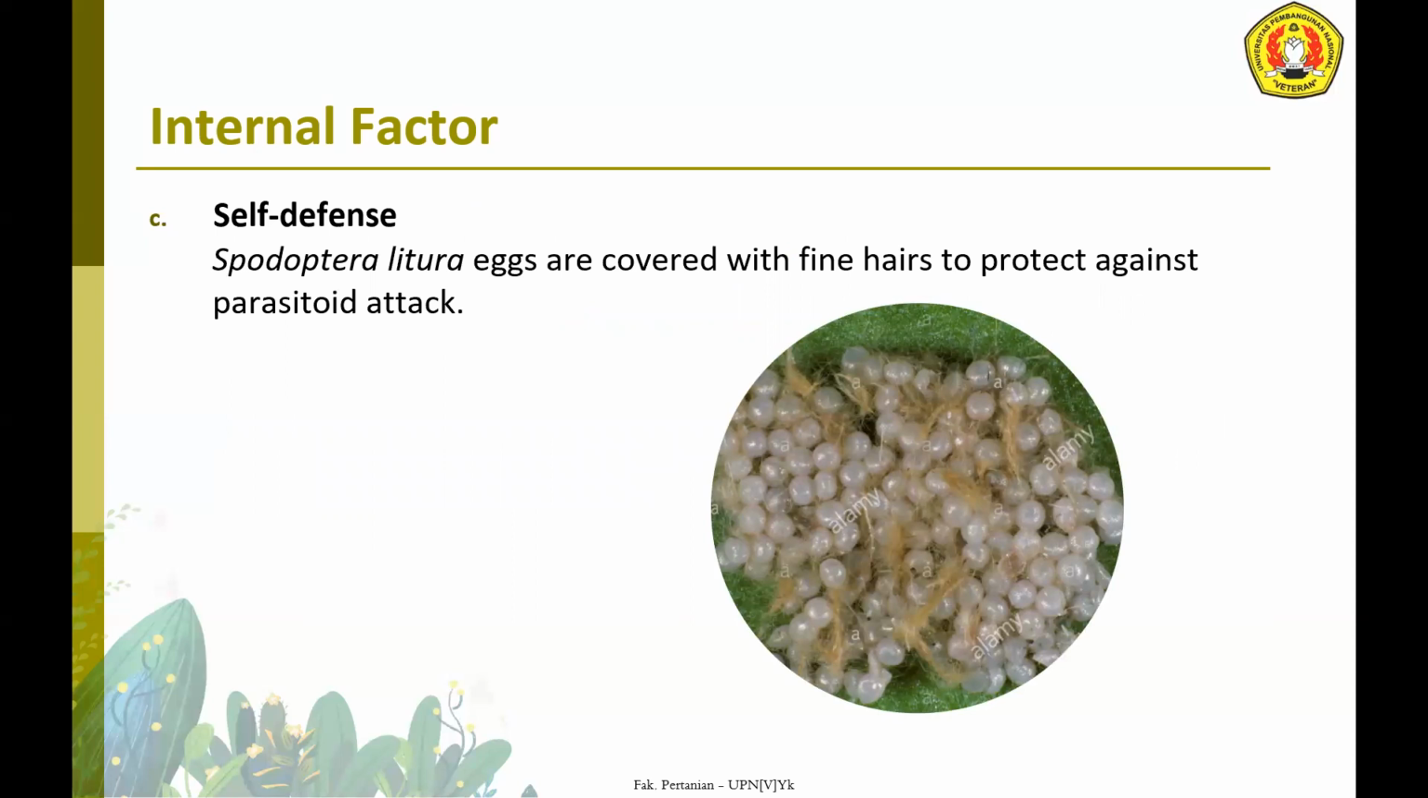Okay, internal factor number 3 is self-defense. Like Spodoptera litura eggs are covered by fine hair, ada rambut-rambut pada telur Spodoptera litura yang akan protect against parasitoid attack.